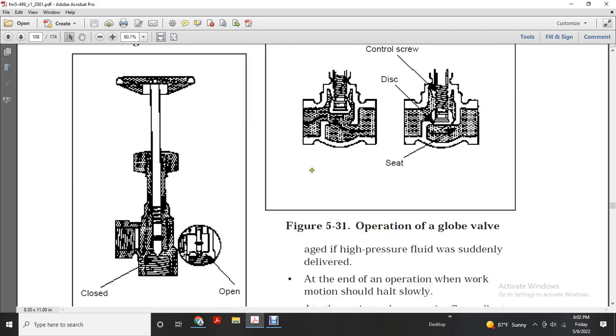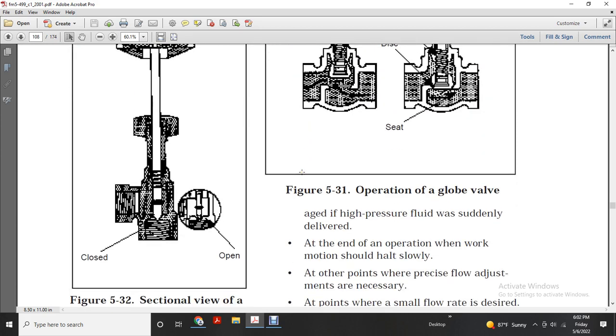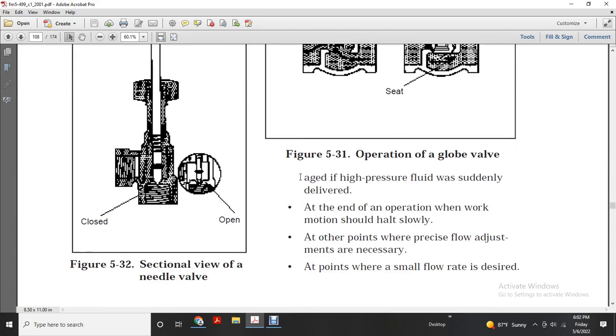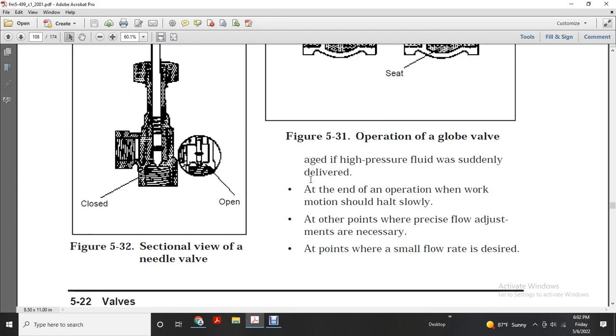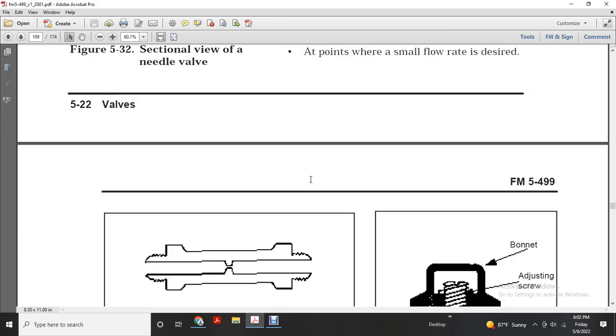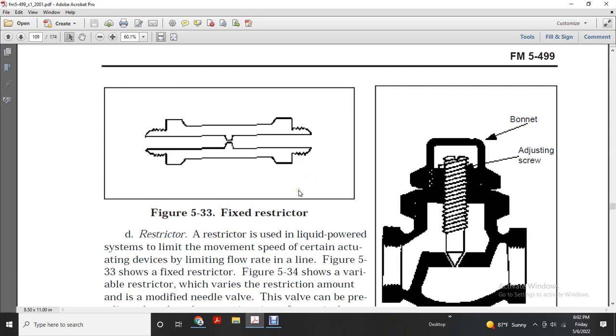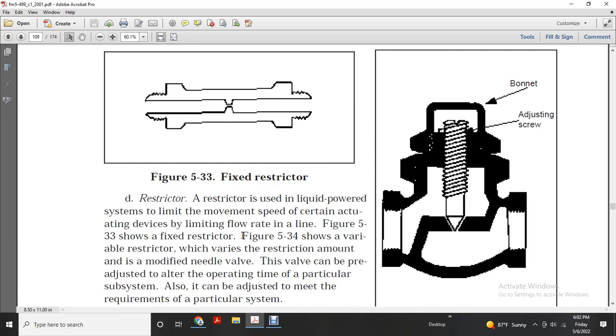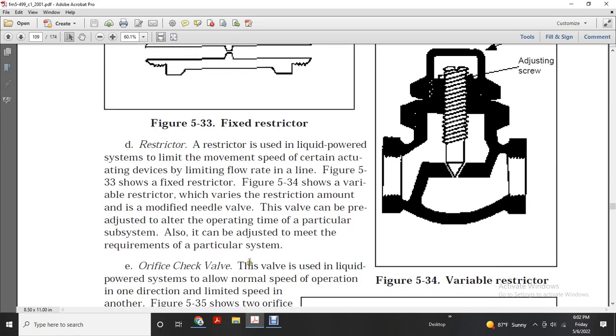To delicate gauges, damage from high pressure fluid can be prevented by slowing the motion of the operation. Other operations where precise flow adjustment is necessary, or where a small flow rate is desired, use restrictors. Figure 533 shows the fixed restrictor. A restrictor in a liquid power system is a device for limiting the flow rate of the line. Figure 533 shows the fixed restrictor, and figure 534 shows the variable restrictor, where the restriction amount is modified with a needle valve. It can be pre-adjusted to the operating time of the particular subsystem, and adjusted to meet the requirements of the particular system.